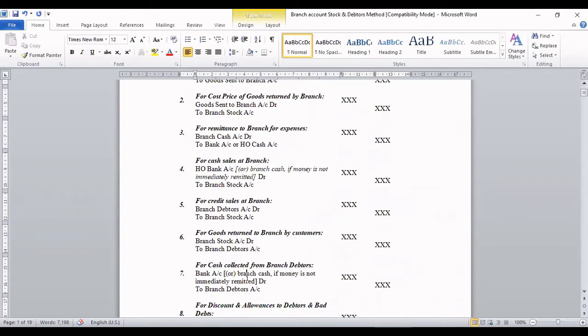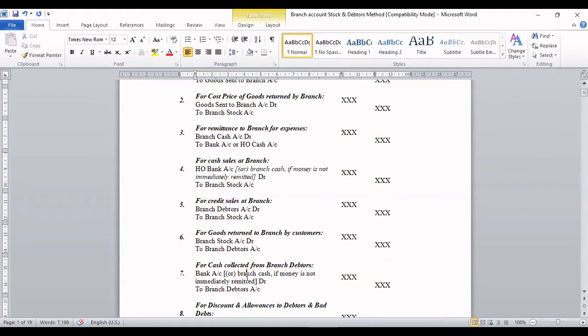So again, there are two possibilities. Whatever money you get from the debtors, if you immediately give it to the bank of HO, you deposit it in the HO bank account. In that case, the entry will be bank account debit to branch debtors. But if the branch keeps that money with themselves and is not giving it immediately, giving it only after a certain period, then your entry will be branch cash account debit to branch debtors. Is this clear, everyone? Yes or no?